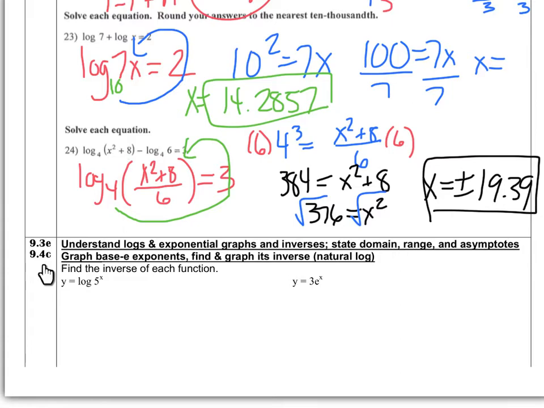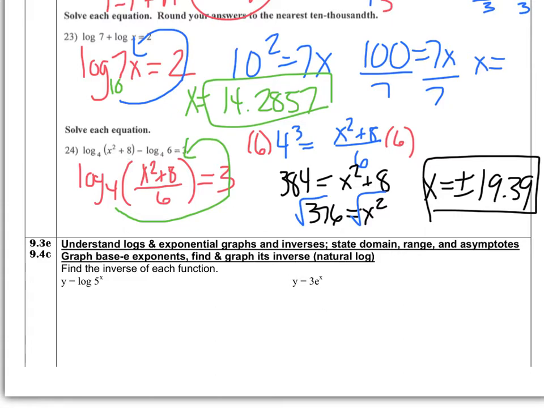9.3e and 9.4c want us to understand logs and exponential graphs and their inverses, state domains, ranges, and asymptotes, and also graph base e exponents and find and graph inverses. So this first one here is let's find the inverse of each function. Here they want us to find an inverse of a logarithm. Here they want us to find the inverse of an exponent.